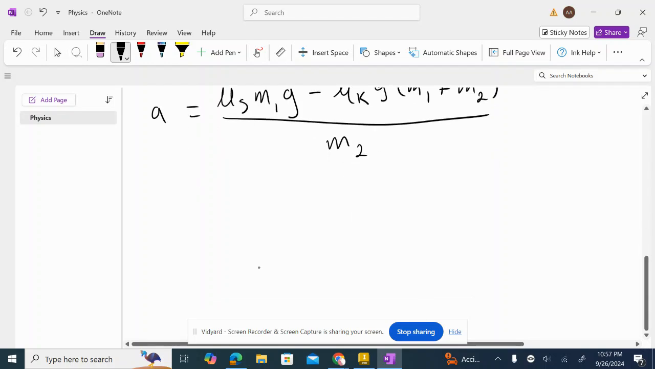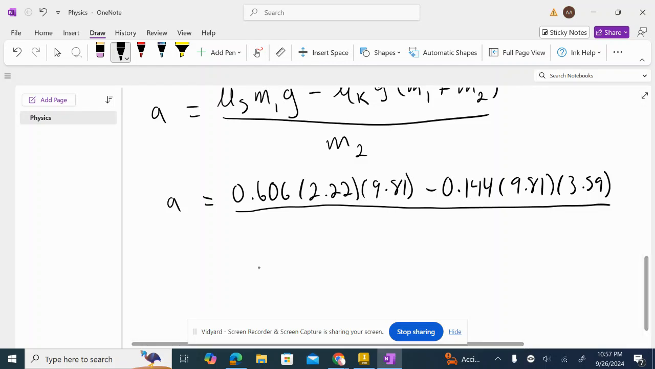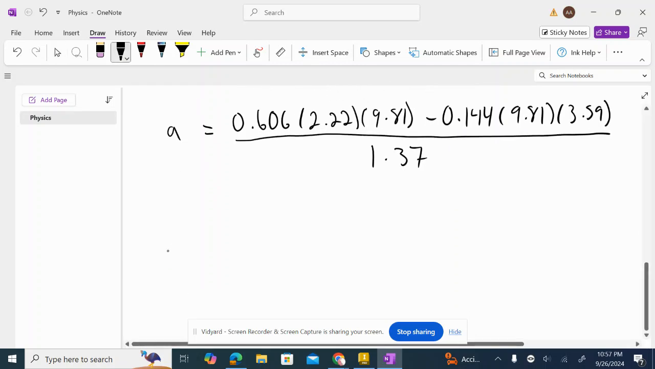So A becomes equal to 0.606 times 2.22 times 9.81. So yeah, we do include gravity not as a negative. Just note that. And then we keep going, 9.81, 3.59, divided by M2, which is 1.37. Now I got 5.92.